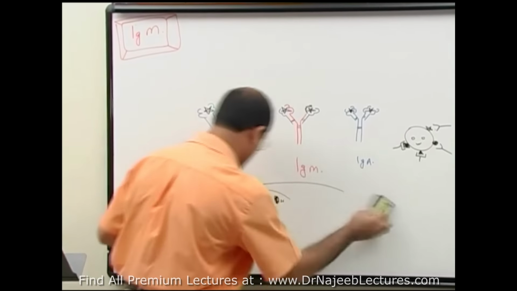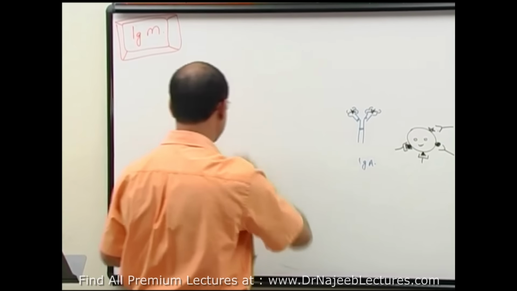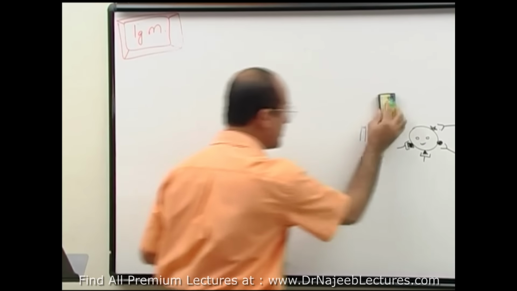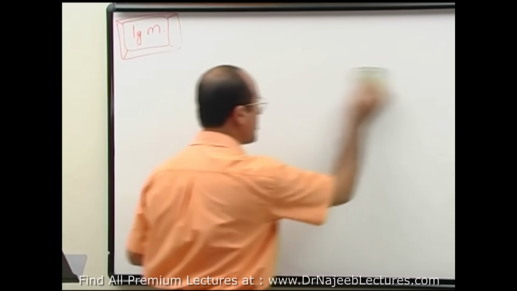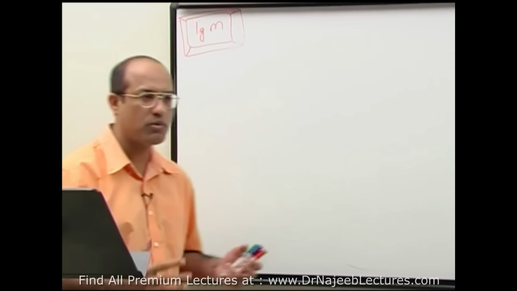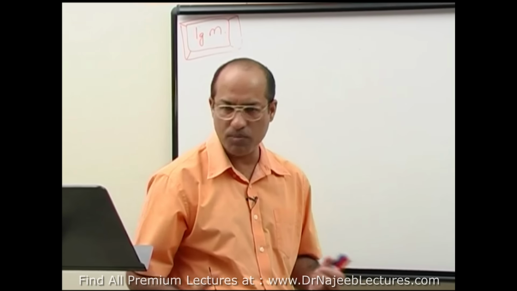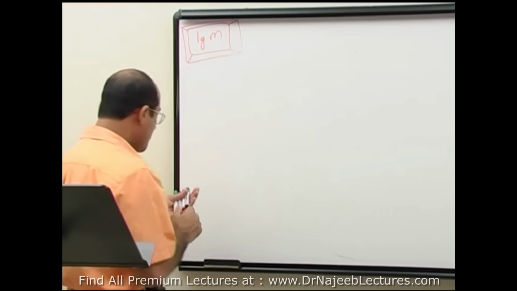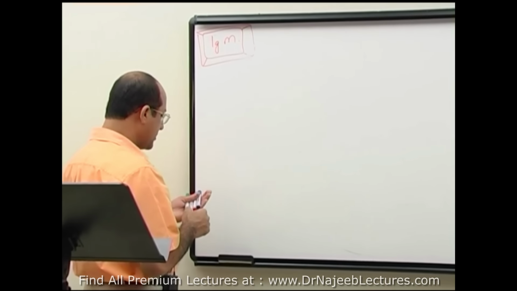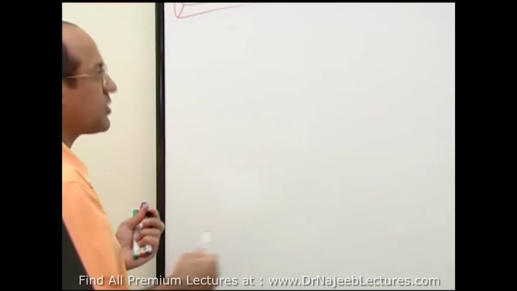Now we go to details of the antibody classes. Now we'll go to the IgM molecules. First of all, we'll discuss IgM, a class of the antibodies or immunoglobulins. The very important thing is that IgM is normally expressed on the membranes of the B lymphocytes.